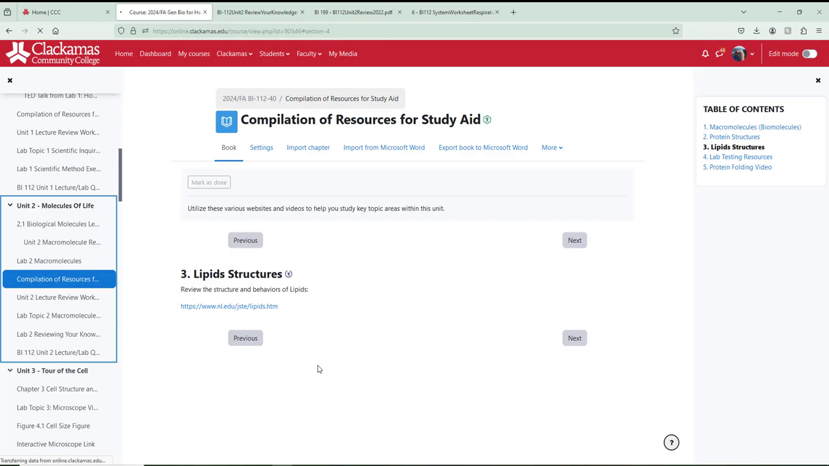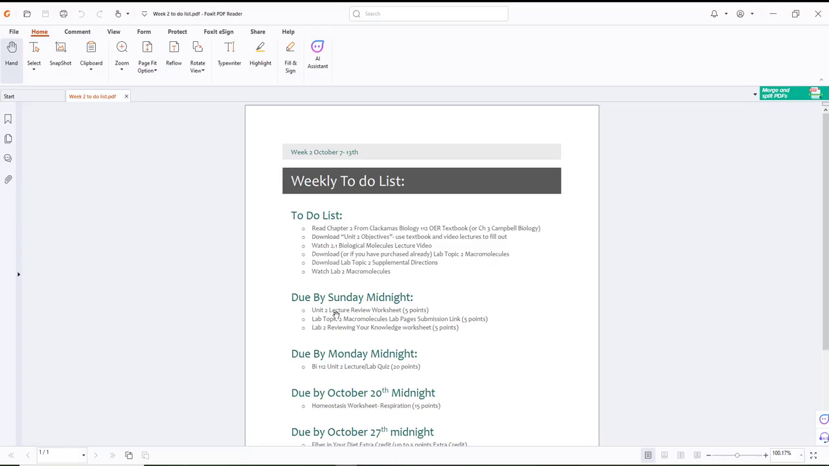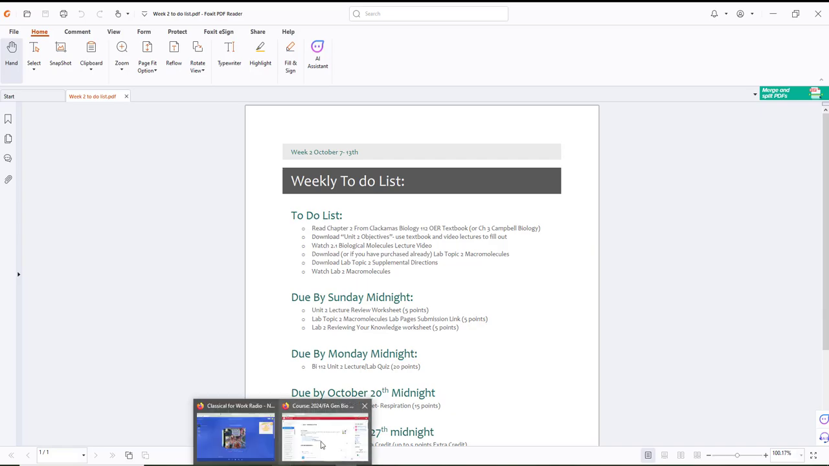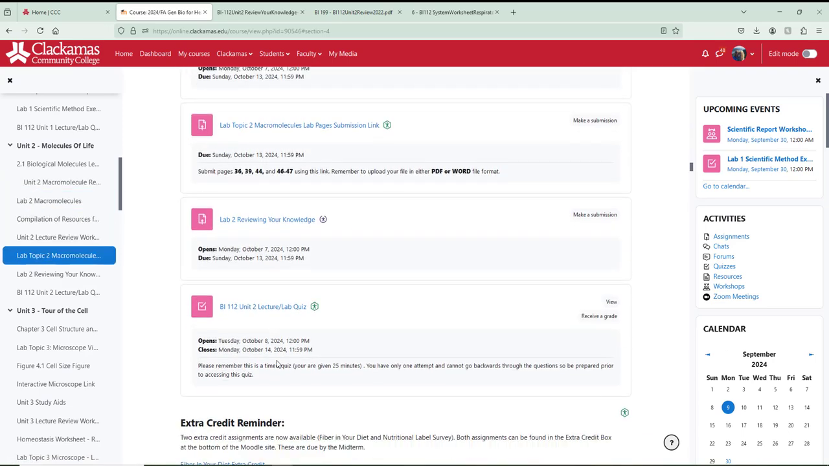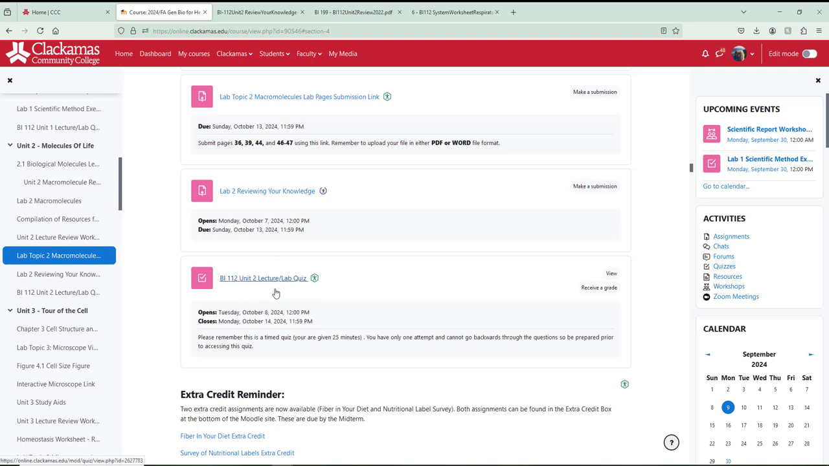Okay. So what is due this week? You have your worksheet that's due for the lecture portion. You have the worksheet that's due for the lab portion, and then you're submitting your pages from the lab manual for credit. And then you have your lecture lab quiz, I should say. That quiz is based on chapter 2 from your textbook, as well as the lecture, and the lab on macromolecules. That closes Monday midnight.